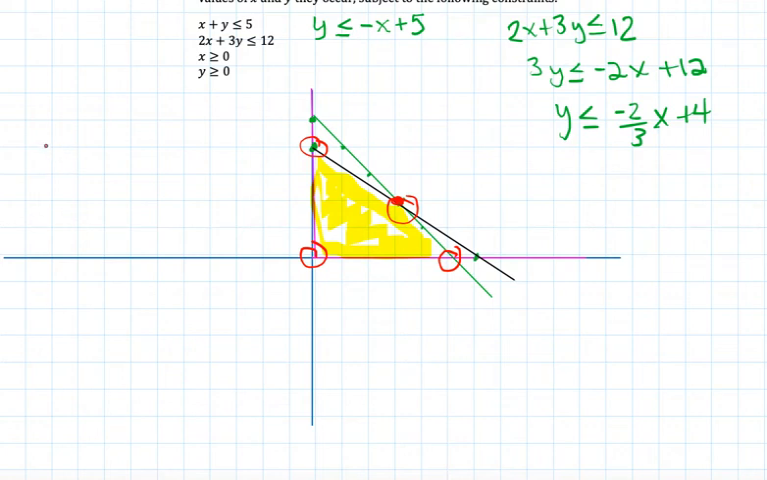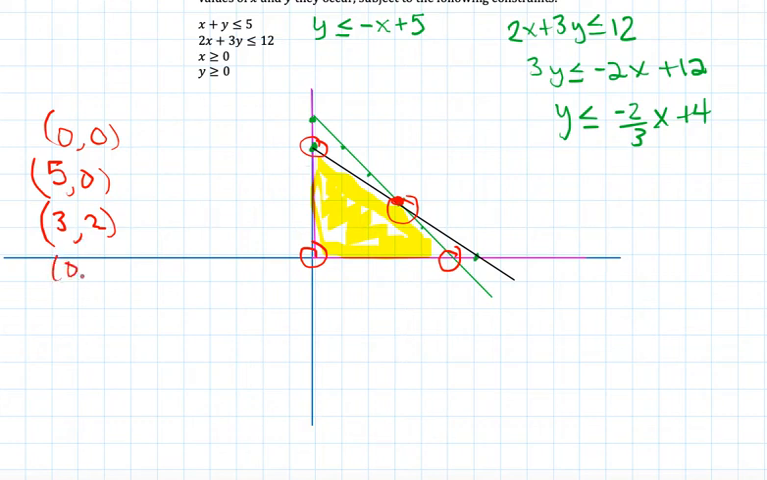Well, this one's 0, 0. This one is 5, 0. This one is 3, 2. And 0, 4. Those are kind of your critical points.